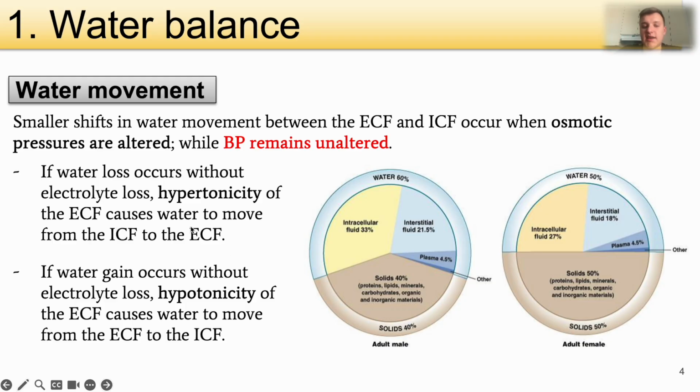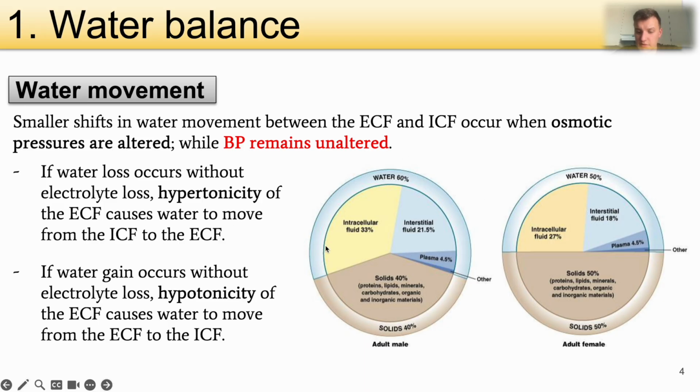because it's trying to rebalance that change. If water gain occurs without electrolyte gain, let's say you drink a lot of pure water, then this might create a hypotonic ECF because there'll be a lot fewer ions on the outside, which will cause water to move from the ECF on the outside into the ICF, because it's trying to maintain that balance.